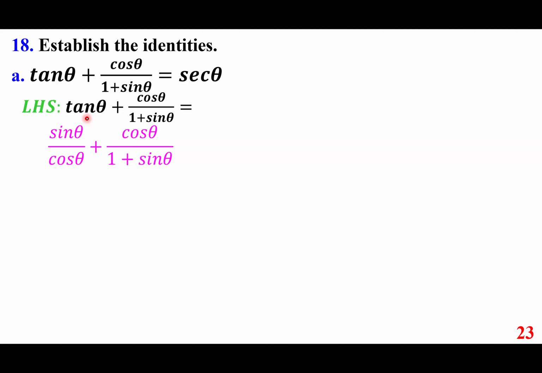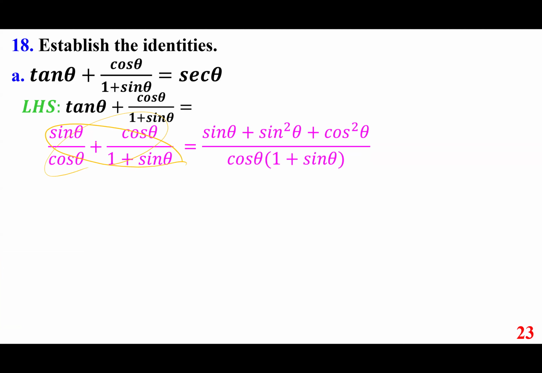So we take a common denominator, which is simply the product of these two pieces. When you take this common denominator, you multiply sine by 1 plus sine theta, and you get sine theta plus sine squared. And you multiply those, you get cosine squared. I hope no one has any problem with finding common denominators. It's very straightforward, everybody.